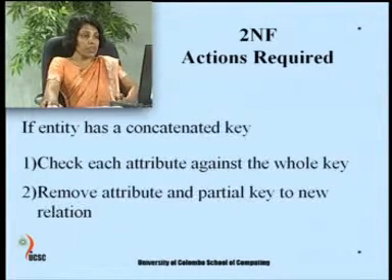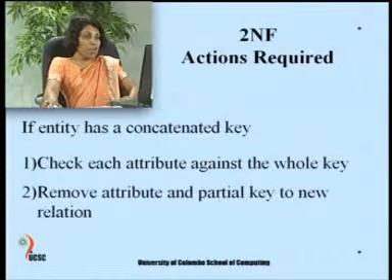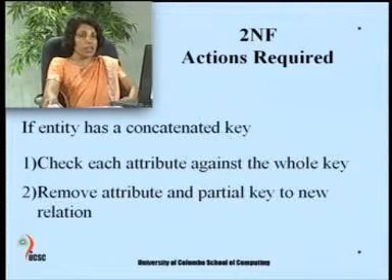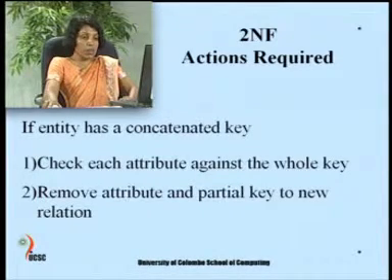First we have to consider whether the relation has a concatenated key, that is, a composite key, and then we have to check each and every non-key attribute against the whole key, that is, against the composite key, and remove the attribute and partial key to a new relation. That is, if a non-key attribute depends only on a part of the primary key, then we have to remove that attribute and the partial key to a new relation.